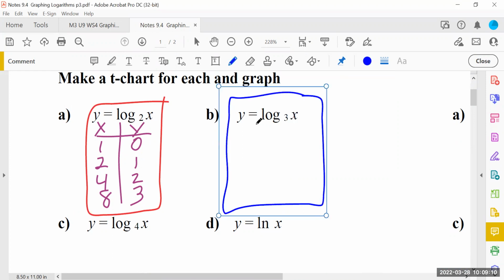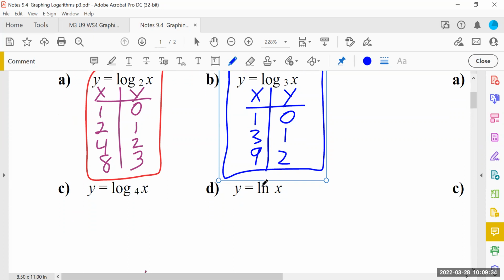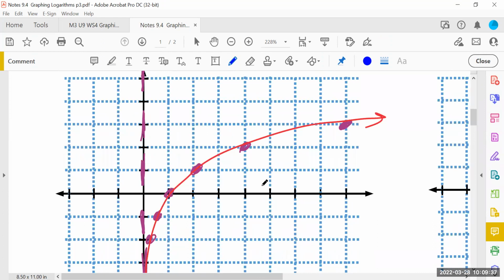So if I do log base 3, same thing, make ourselves a little XY chart with the powers of 3. I can do 1, 0, because 3 to the 0 power is 1. I can do 3, 1, because 3 to the first power is 3. I can do 9, 2, because 3 to the second power is 9. And that's pretty much it. That's all that fits on my graph. So when I graph those, 1, 0, 3, 1, 9, 2 is actually just off my graph.